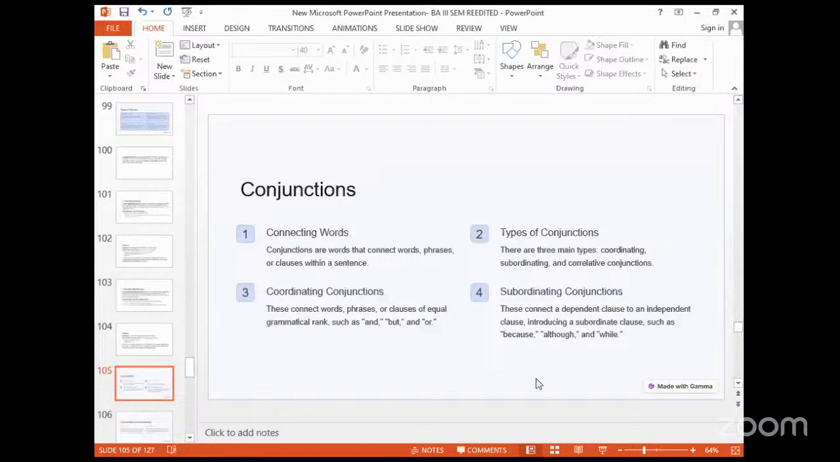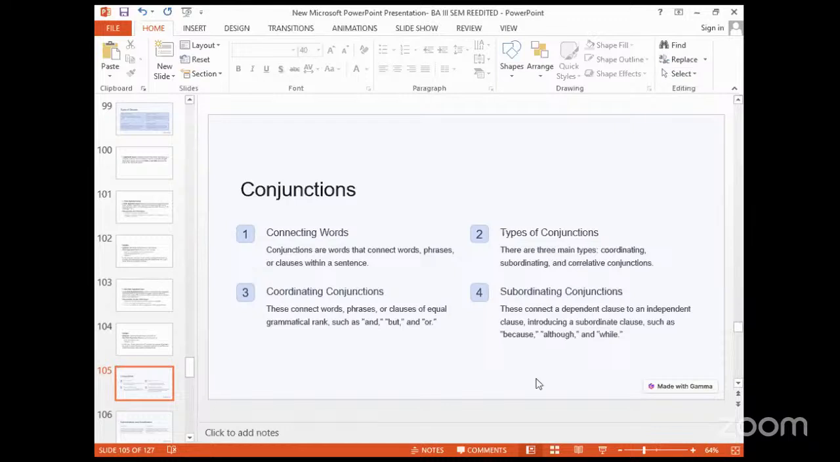Coming to the conjunction. So what are conjunctions? Conjunctions are nothing but connecting words, right? Now, just now I told you the sentences may be simple sentences, or can be dependent or independent. So if a dependent sentence has to combine with an independent sentence, it needs some connectors, right? They are called conjunctions. These conjunctions are words that connect words, phrases or clauses within a sentence.